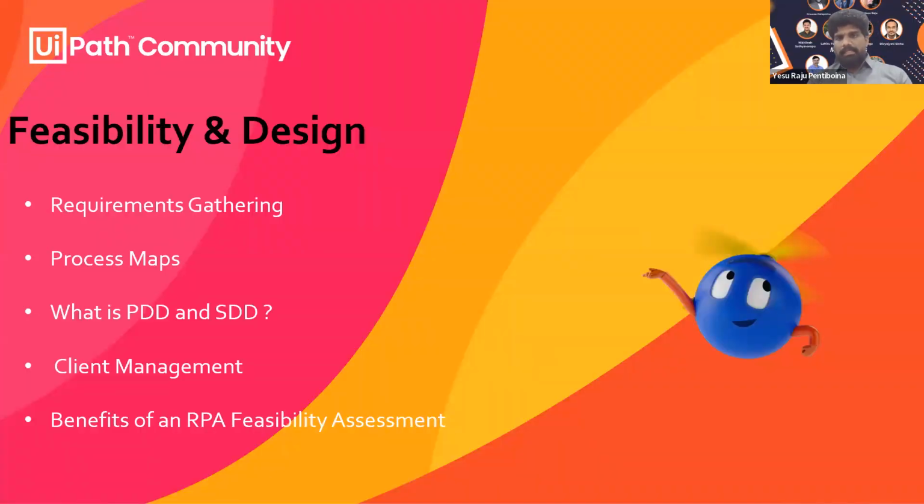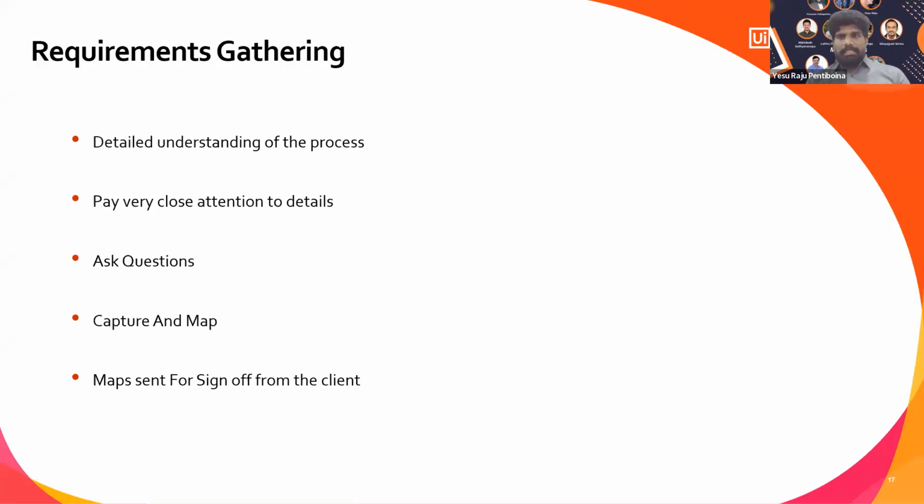And moving on to the next one, feasibility and design. In feasibility and design, what is the solution architect's main role here? So we'll see. The first one, requirements gathering and process maps, what he will do during PDD and SDD, client management and the benefits. As you guys already know, the requirements gathering part is mostly related to the business analyst, but at the same time, as a solution architect, we also play a very critical role.